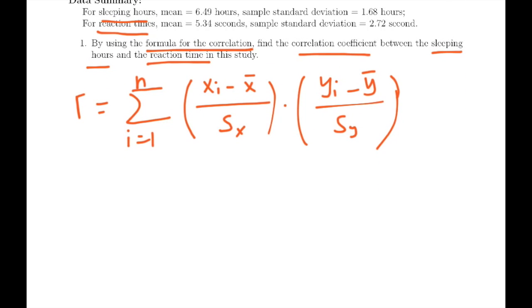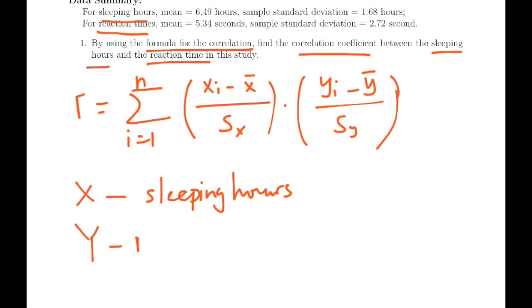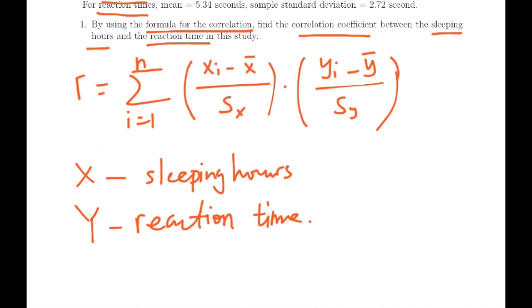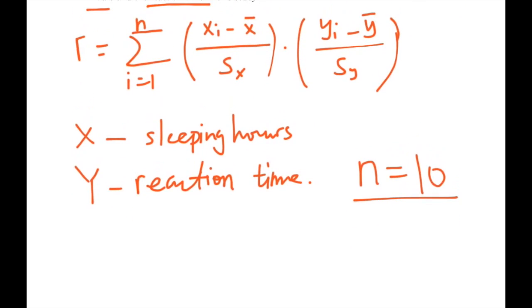And in this setting, we can let x be the sleeping hours, and we can let y be the reaction time. And here, because we have 10 distinct subjects, the n here is equal to 10. Okay? So now we can plug in the numbers into this formula.